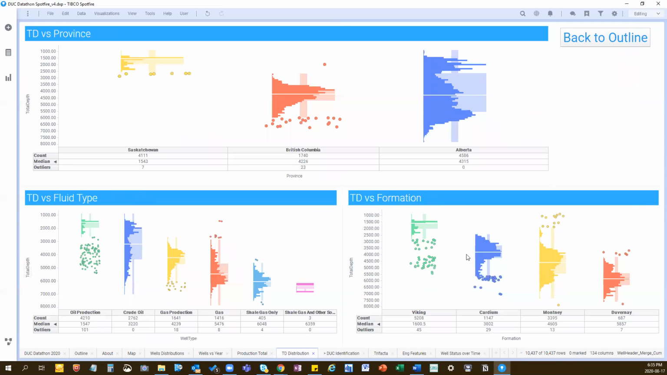Duvernay is gas-rich with very little liquids production reported. Duvernay is the deepest formation, followed by Montney. However, Montney's TD distribution has the biggest spread and covers almost the entire range up to 8,000 meters. Viking is the shallowest, followed by Cardium. This fits well with our earlier discussion of Duvernay being a gas-bearing formation and Viking being the most prolific oil producer.